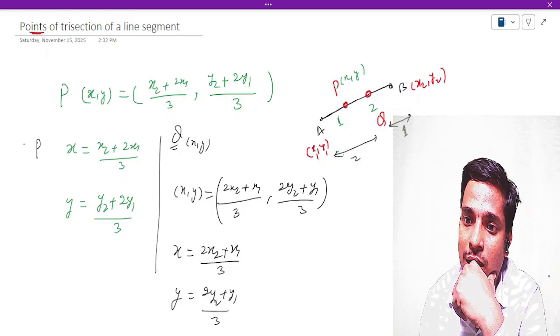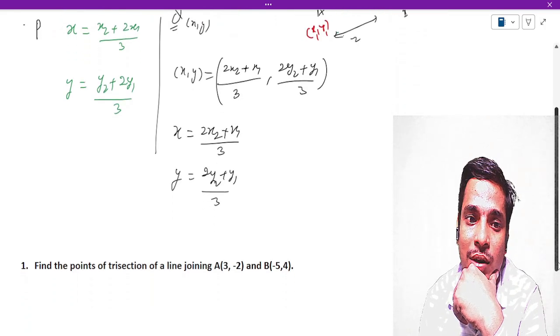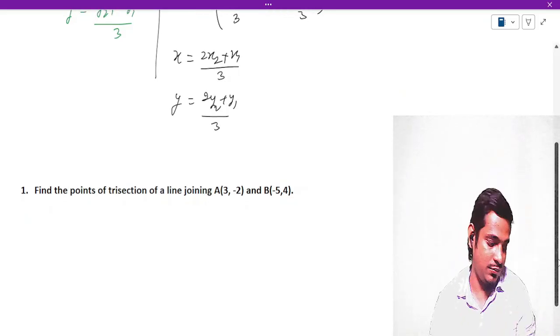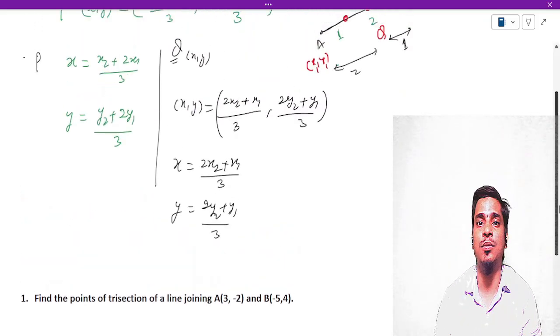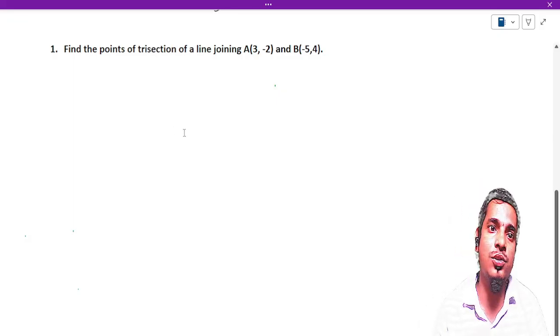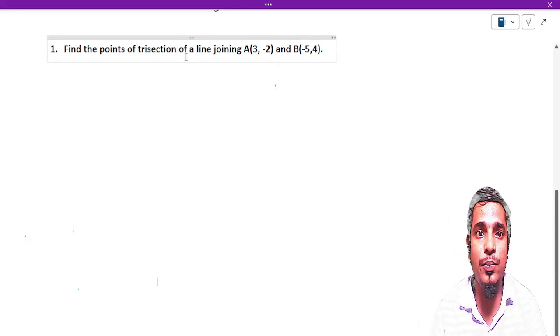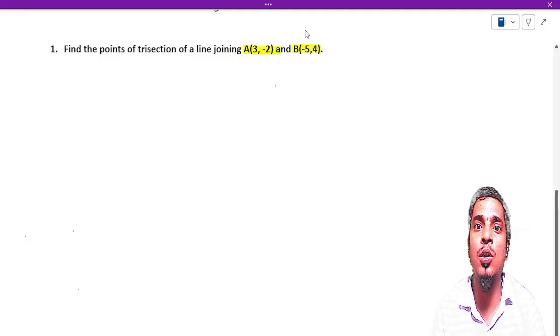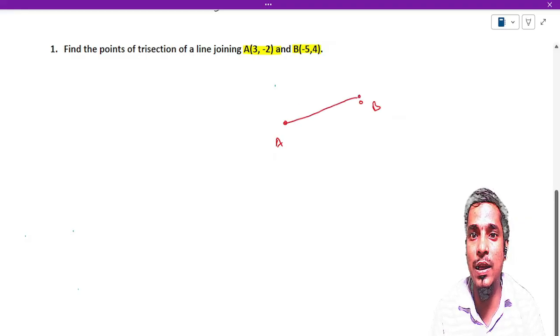Okay, so let's try to solve this question. Find the point of trisections of a line segment joining A and B. In this question, we need to find the point of trisections of a line joining A and B. So over here, let's say this is A and this is B. We need to find 2 points on this line AB. First point is, let's say, P and then Q.